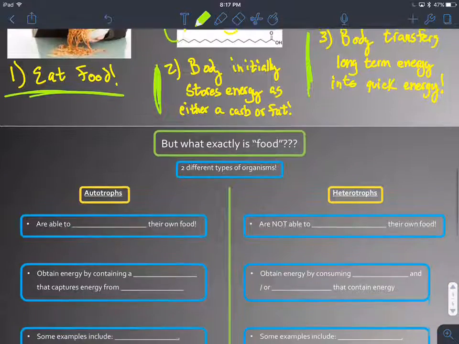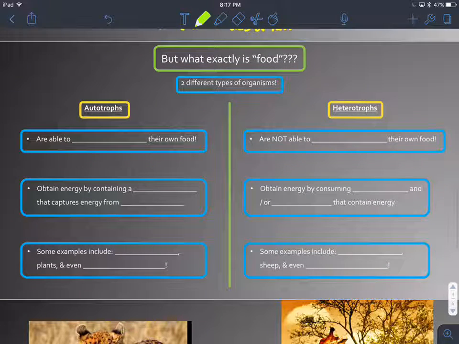Okay, but what exactly is food? And this is the whole point of this lecture that I really want to get to. And it all hinges on this idea that there's two different types of organisms. Okay, out of every organism in the world, each organism is either what we call an autotroph or it's what we call a heterotroph.